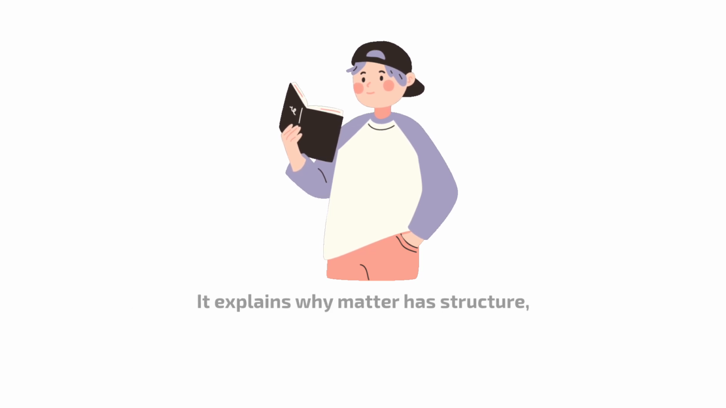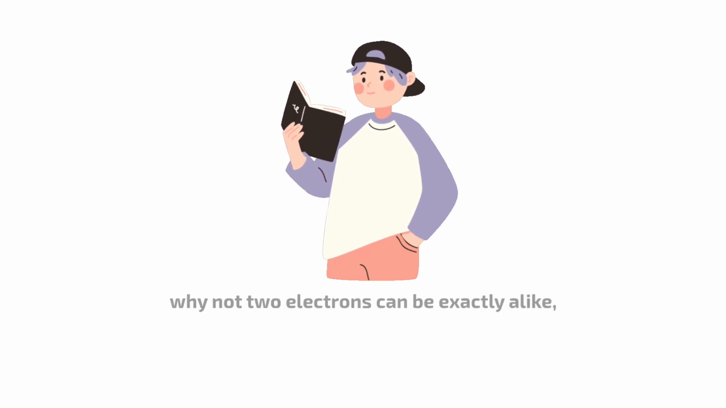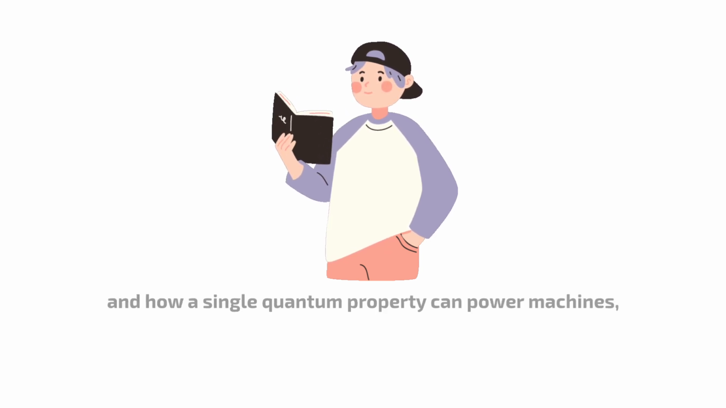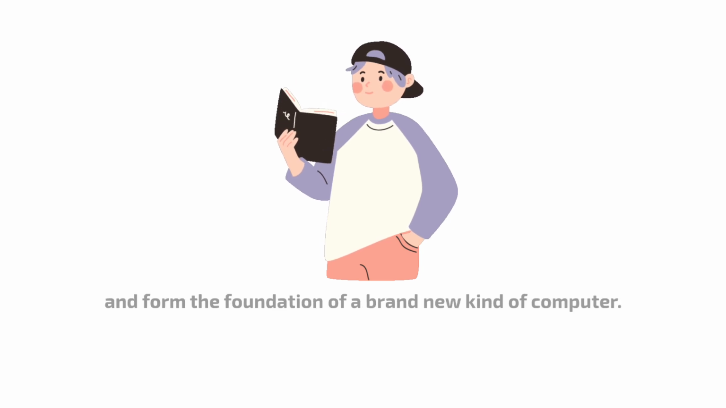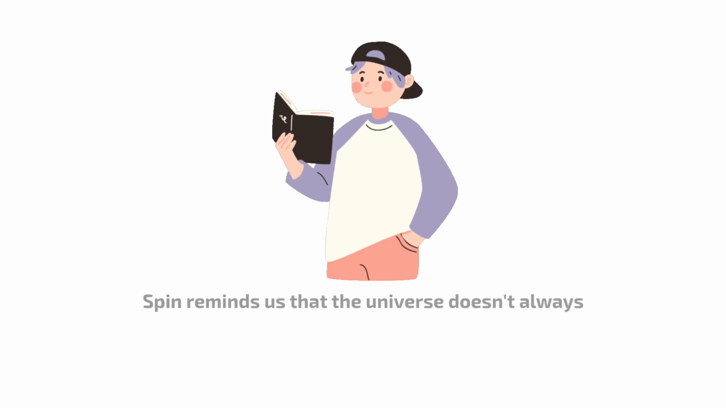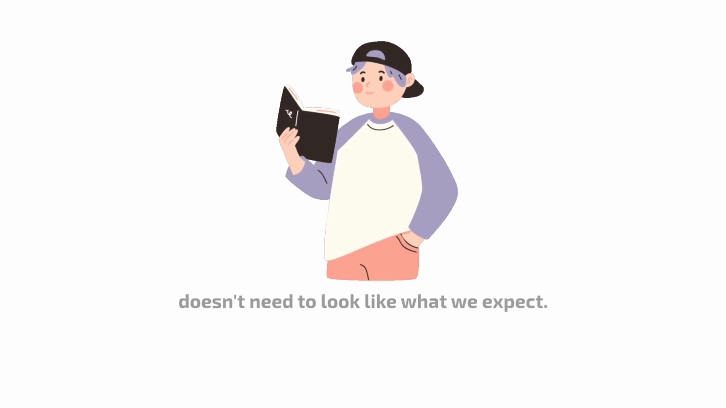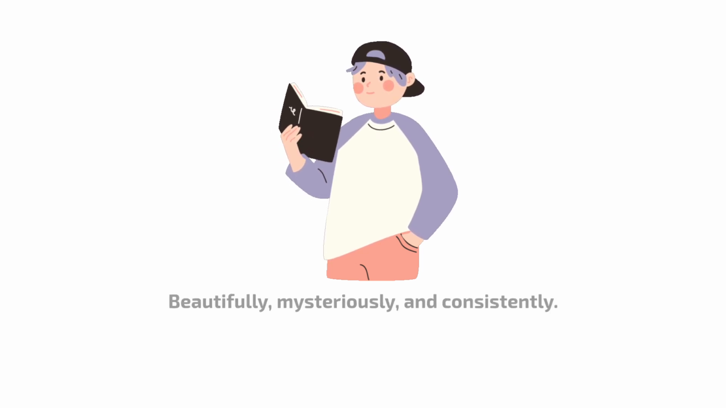It explains why matter has structure, why atoms behave the way they do, why no two electrons can be exactly alike, and how a single quantum property can power machines, unlock images inside the body, and form the foundation of a brand new kind of computer. Spin reminds us that the universe doesn't always follow our intuition. It doesn't need to look like what we expect. It just needs to work beautifully, mysteriously, and consistently.